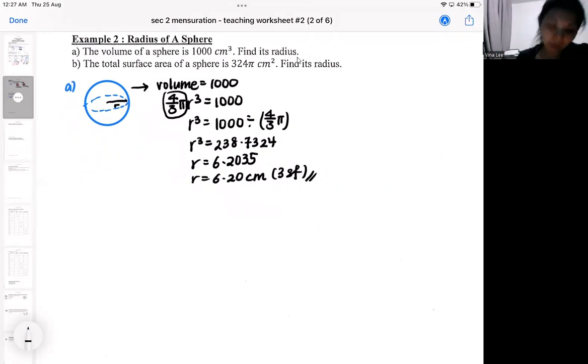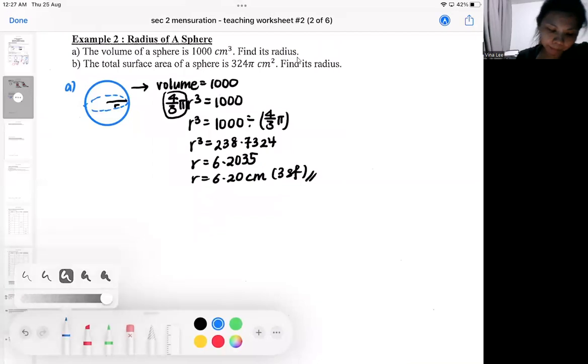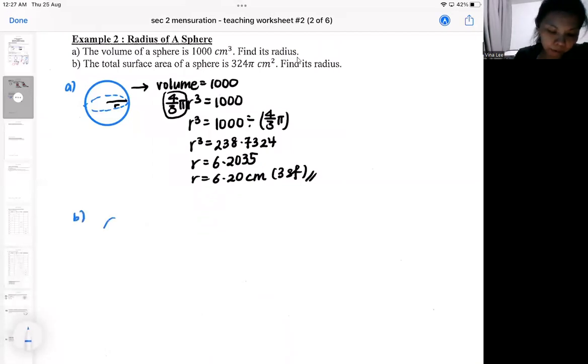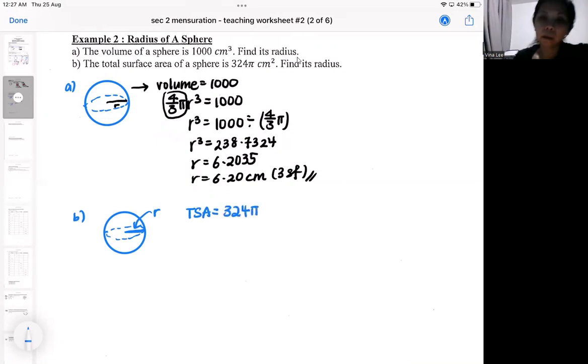So in the next part, I'm given the curved surface area. So I got a brand new sphere. We cannot assume that they are the same sphere. So again, I do not know the radius, but I do know that the curved surface area, the total surface area, is 324 pi. So you should work backwards based on your surface area formula. So that should be 4 pi r squared.